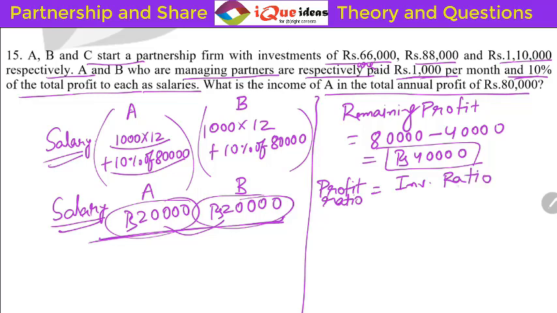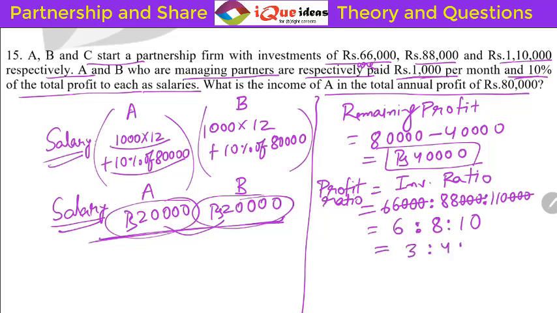Now what is the investment ratio? You can calculate the investment ratio. It is 66,000 is to 88,000 is to 110,000. So as you can see, 3 zeros are directly cancelled. And then 11 6 is 66, 11 8 is 88 and 11 10 is 110. Great. Further divided by 2, it is 3 is to 4 is to 5. So this 3 is to 4 is to 5 is the division ratio for the remaining 40,000.